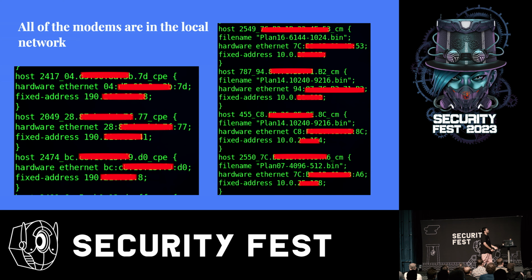I also found a few more configuration files, and all the modems are in the same network as this machine. They are sharing the same private network, and you have the private IP, the MAC address, and which plan each one is using. For the public side, I don't know here, but in Argentina, if you want a public IP, you have to buy it. It's like a different contract, and they match the private MAC address with the public IP.